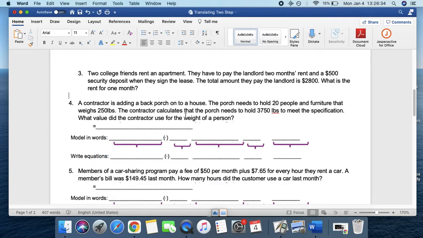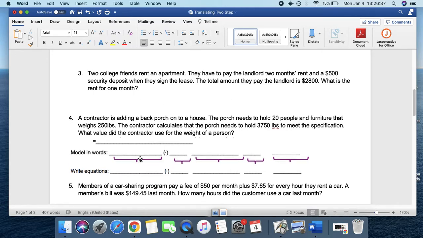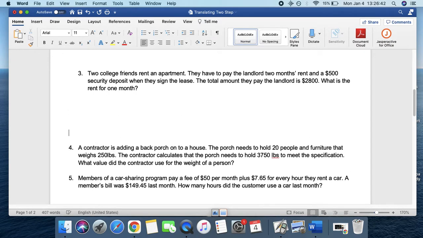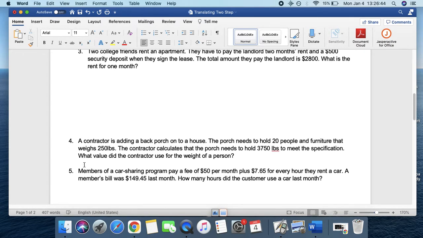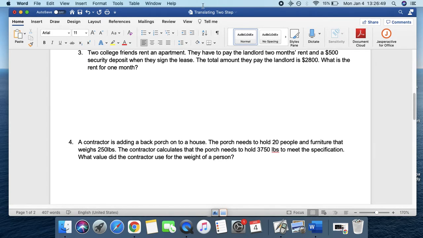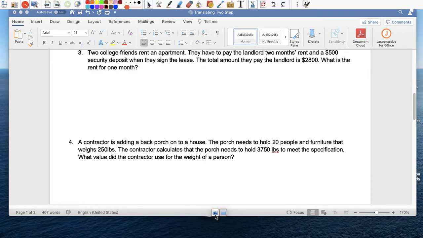Two college friends rent an apartment. They have to pay the landlord 2 months' rent and $500 security when they lease. The total amount they pay to the landlord is $2,800. So we know the total, so that's easy. What is the rent for 1 month? All right, so how much is it per month?